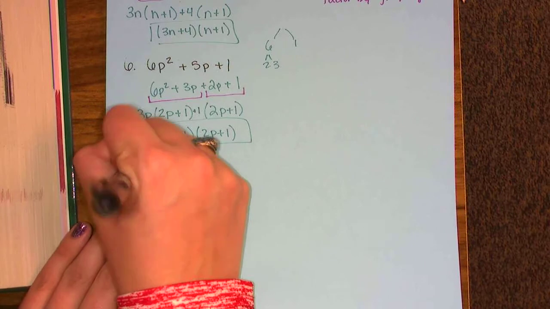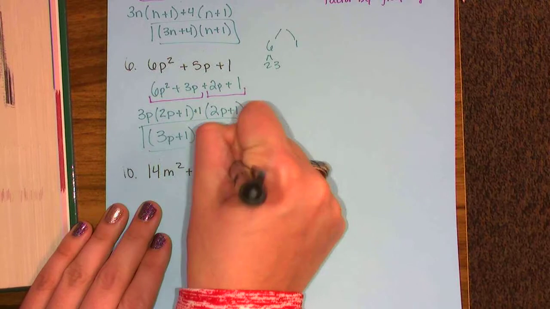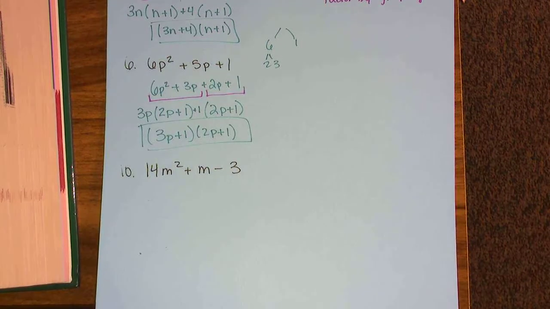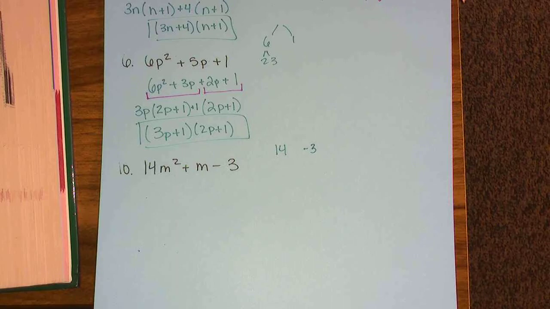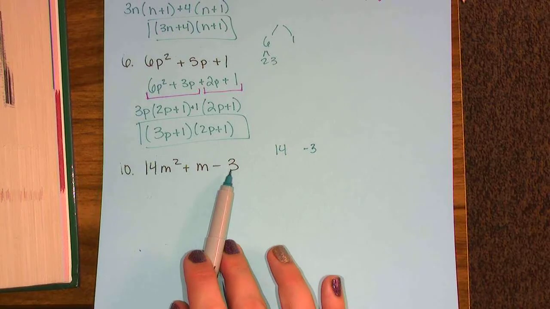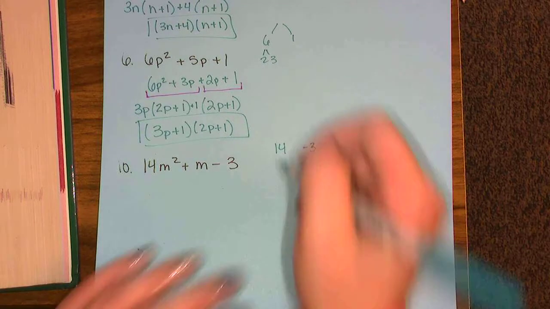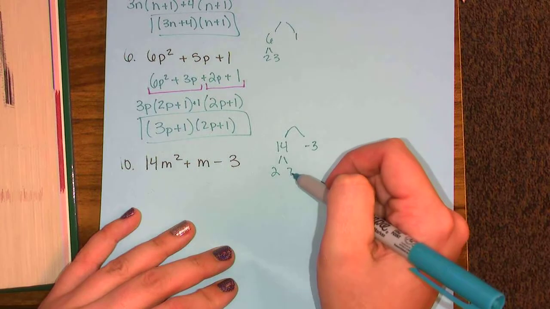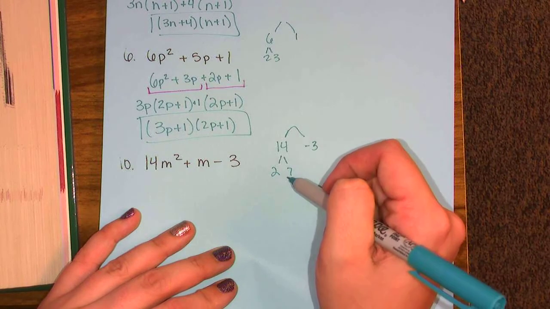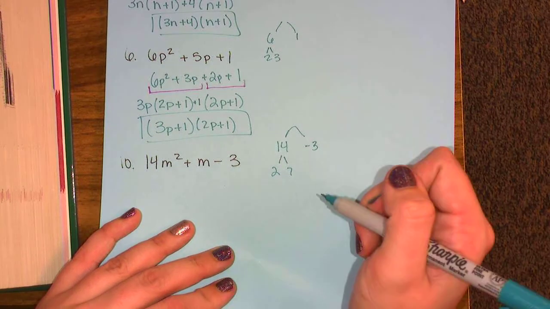Let's go with 10. So 14m squared plus m minus 3. So I have factors of 14 and negative 3. Okay, so basically I have to have something that's negative here, but it's going to be a big positive and a small negative value that are going to add up to be my m. So 14 can break down into 2 and 7. So basically I have the option of 21 and 2, 14 and 3, or 6 and 7.